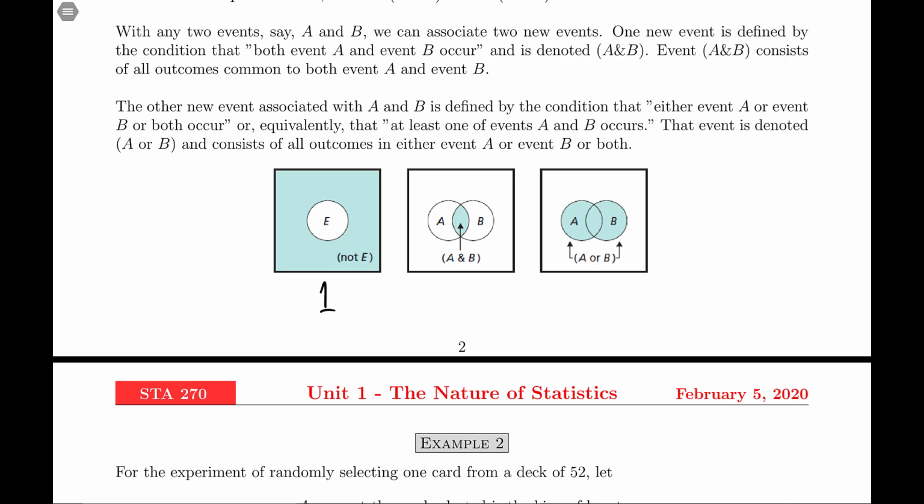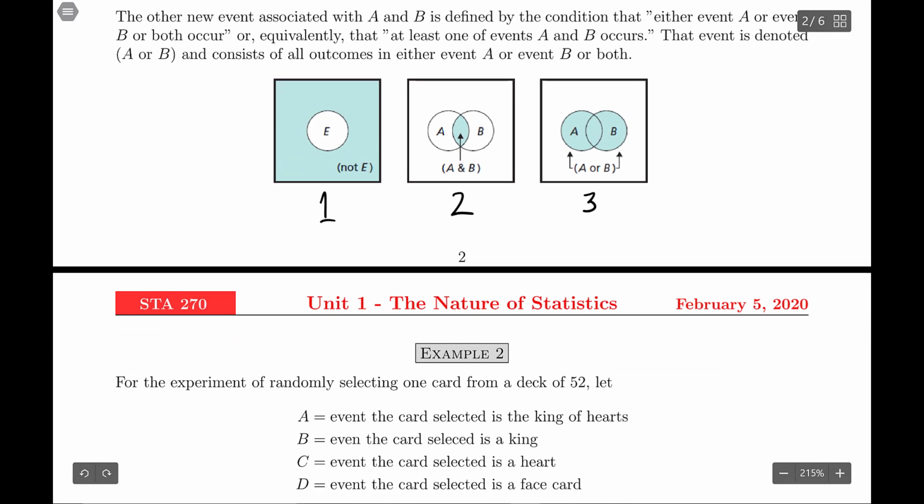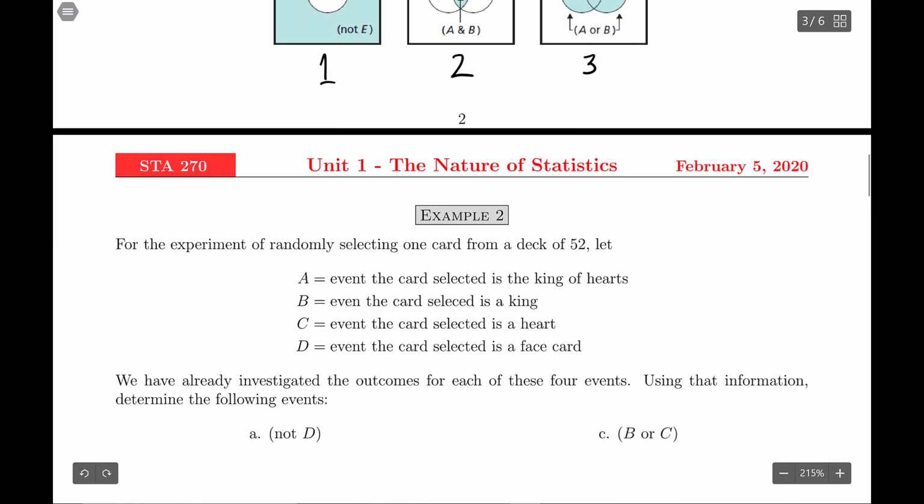For the second diagram, we have the events A and B, and where they overlap, what they share and have in common, that is the event A and B. In the third diagram, both A and B are shaded along with their overlap center, and that is what we would call an event OR. So it's event A or B. So either one of those events can happen, and again, when we see some examples, I believe that's going to make a little bit more sense.